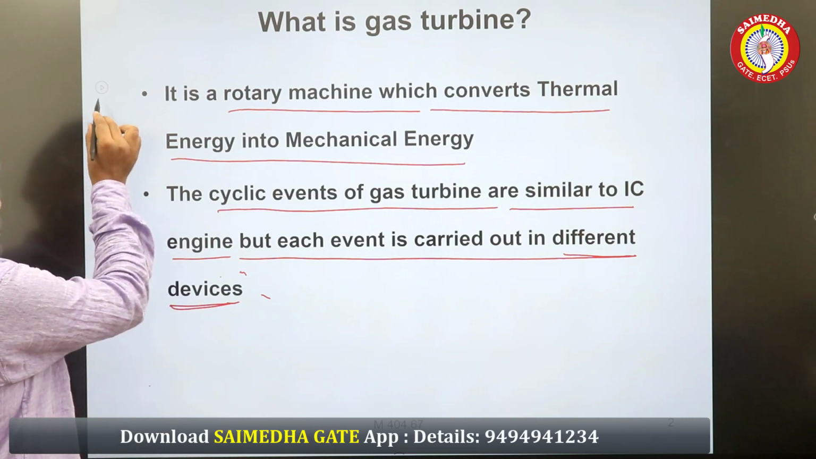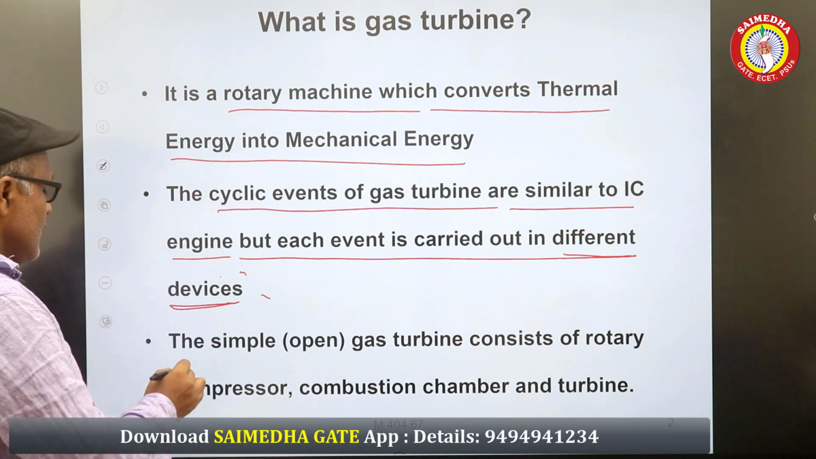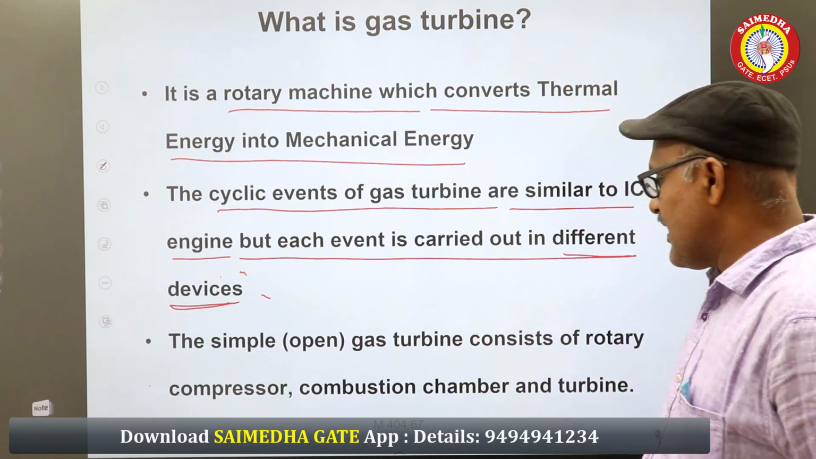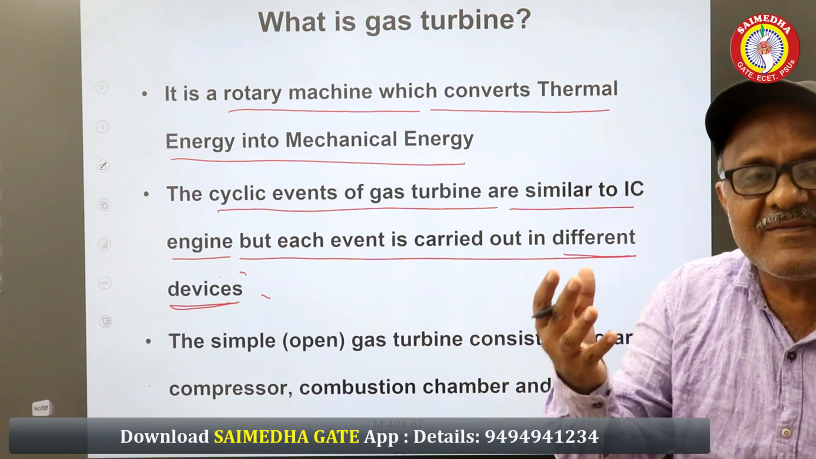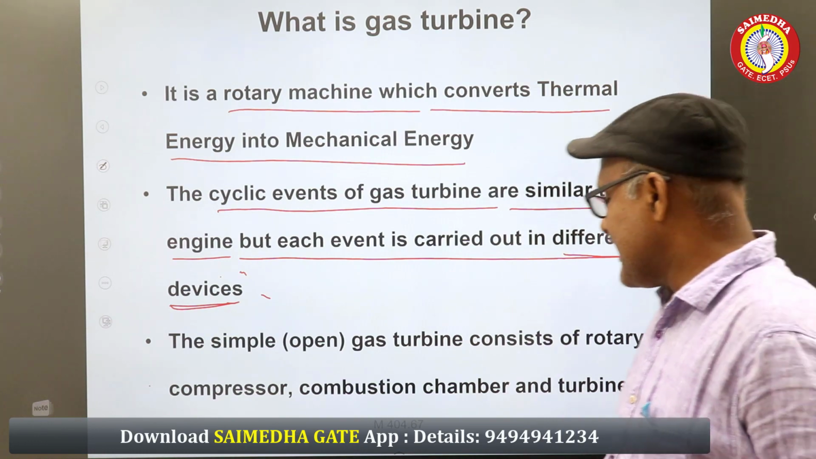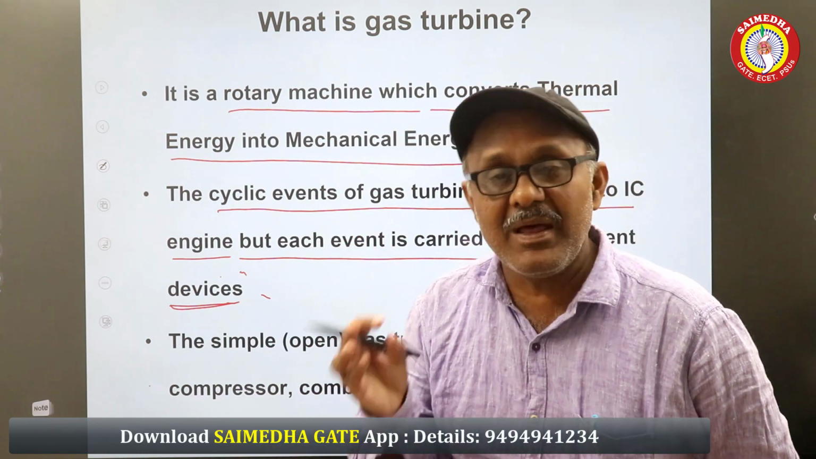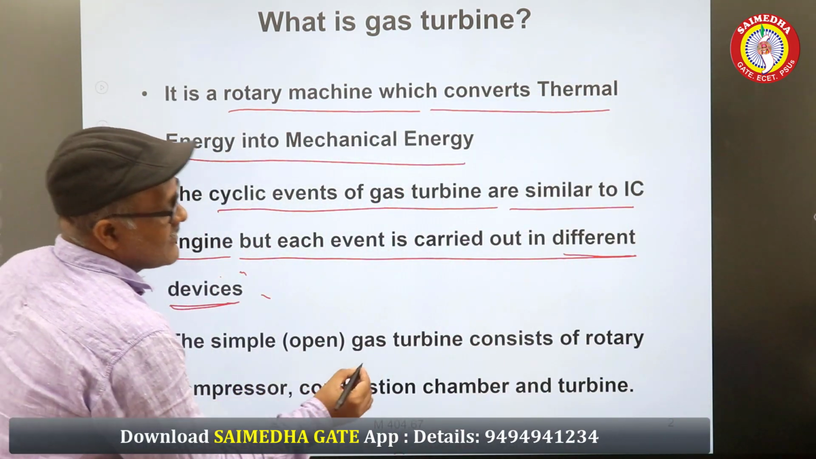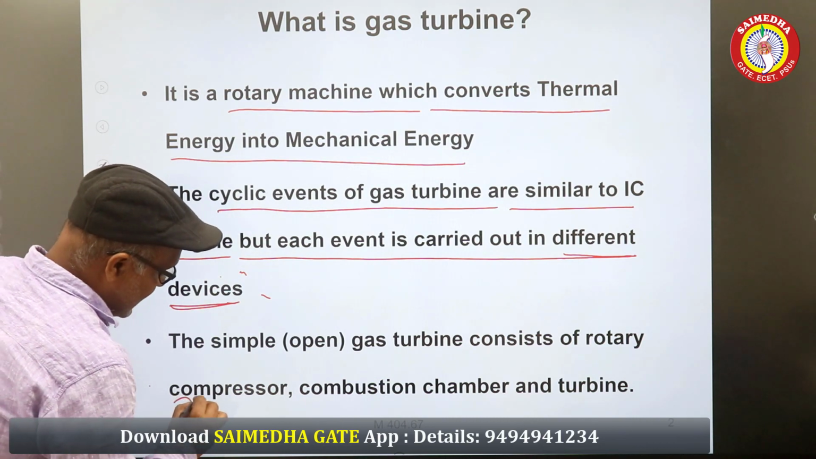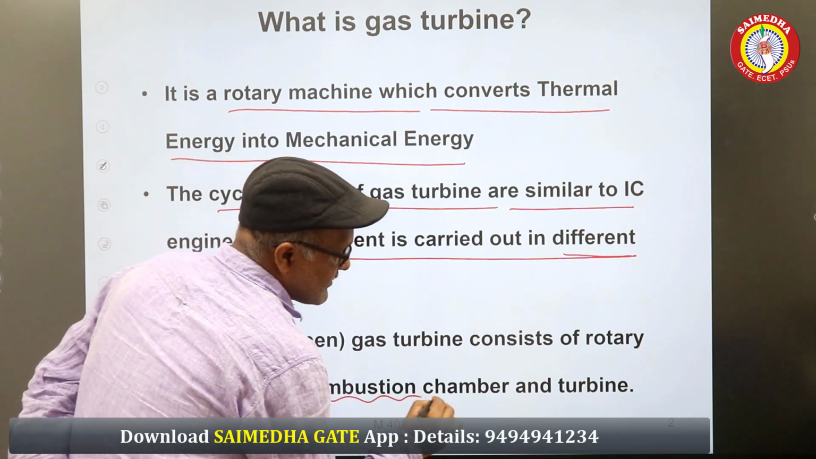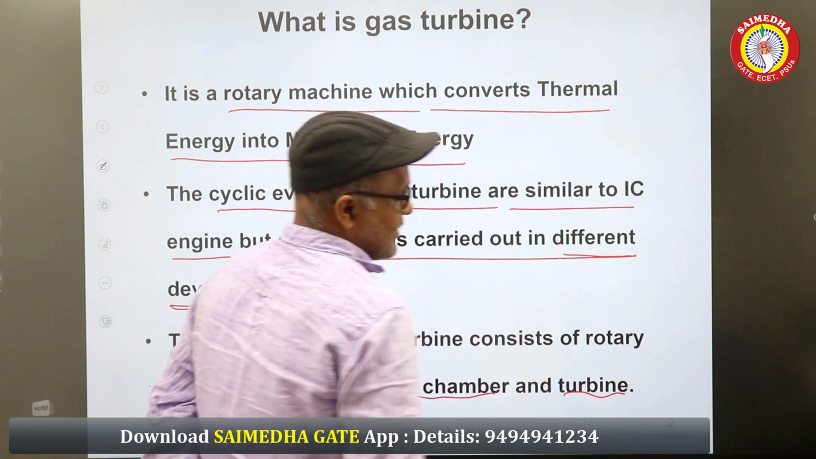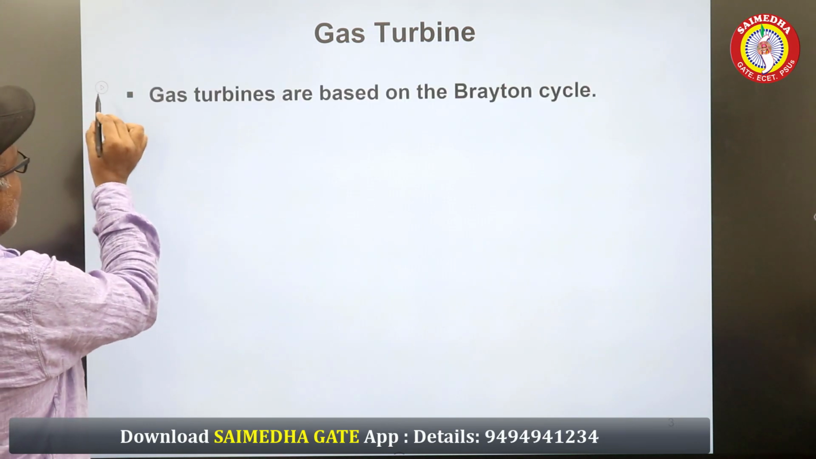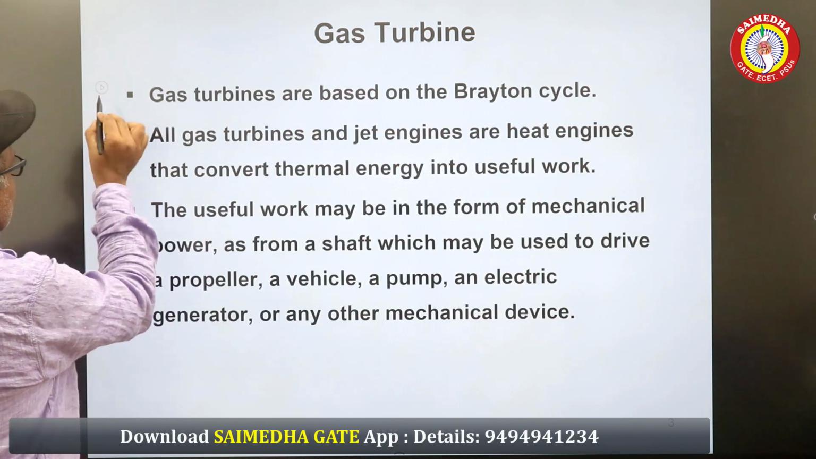Next, here is the simple gas turbine, which is an open cycle gas turbine. It consists of a compressor, combustion chamber, and turbine. There are 3 important elements of a simple gas turbine plant. The first one is the compressor, the next is the combustion chamber, and the next is the turbine. All of you clear, my dear friends?